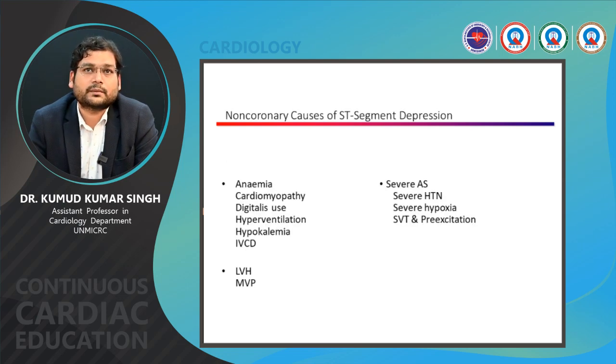Non-coronary causes of ST segment depression: anemia, cardiomyopathy, digitalis use, hyperventilation, hypokalemia, IVCD, left ventricular hypertrophy, MVP, severe AS, severe hypertension, severe hypoxia, and SVT with pre-excitation are the causes of ST segment depression.